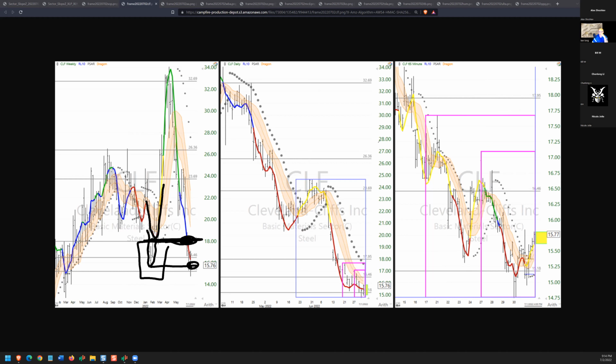And that works on all the time frames. So you notice the difference between here and here. Between here and here. Works the same way on the upside too.